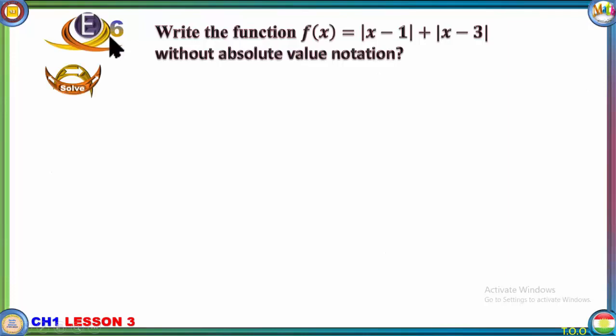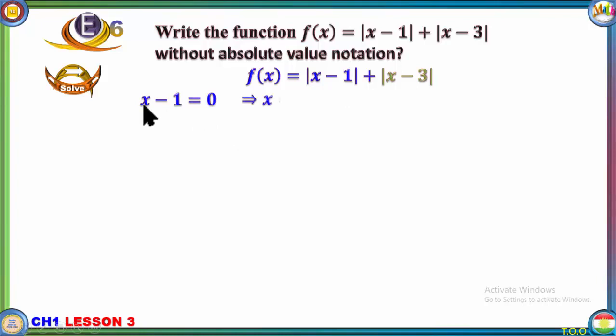Example 6. Write the function f(x) = |x - 1| + |x - 3| without absolute value notations. First of all, take the expression inside each absolute value and set it equal to 0 and find the value of x. Then x - 1 = 0 gives x = 1. Here x - 3 = 0, then x = 3.